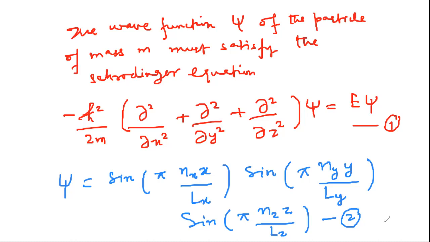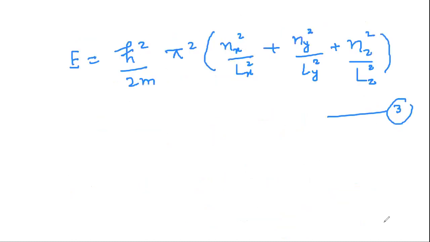Then we said that to guarantee the confinement of the particle within the box, psi must vanish at the walls, and the wave function which has this property is given by 2. Then we said that with equation 2, the wave function satisfies Schrodinger equation 1, provided that the energy E of the particle is related to nx, ny, and nz through equation 3.